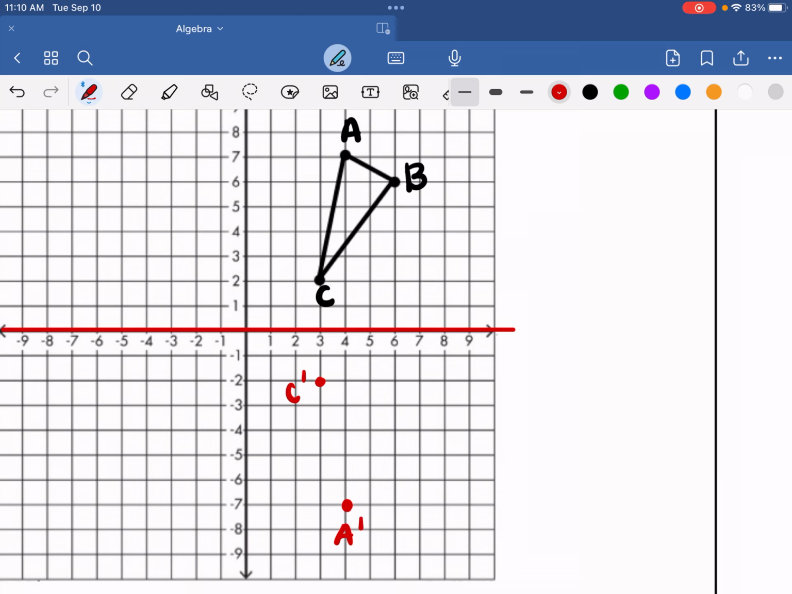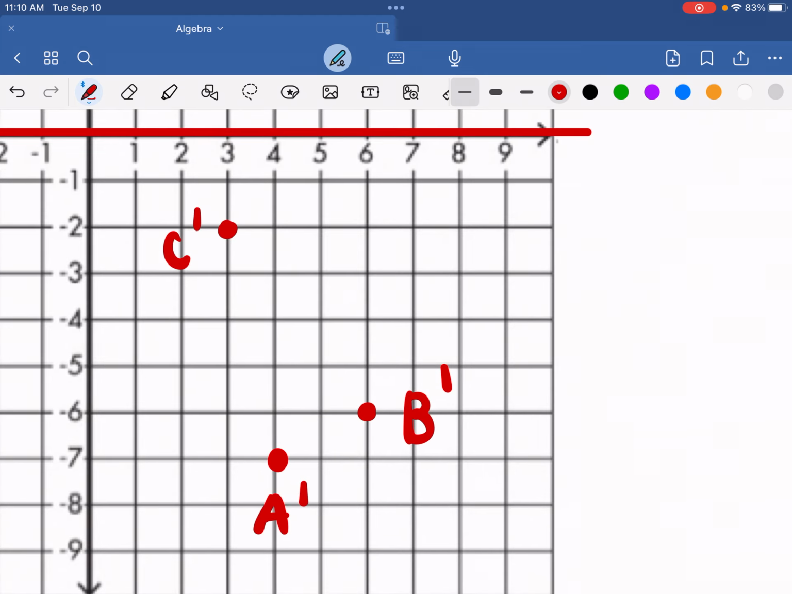A prime. And B, how far does it take to go to the line of reflection? 6. So now I do 6 underneath, B prime. This would be my answer for the x-axis.